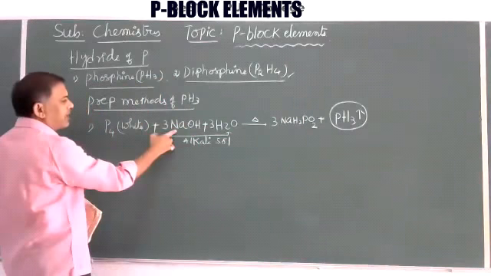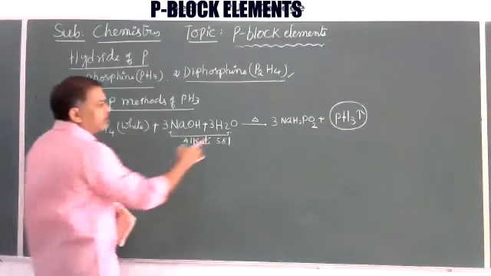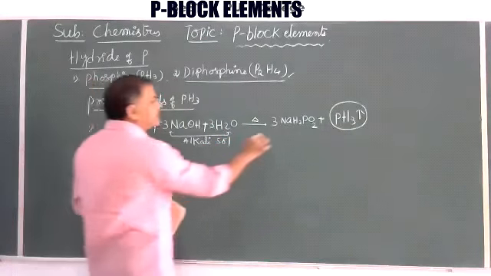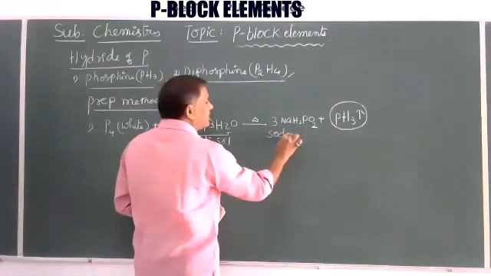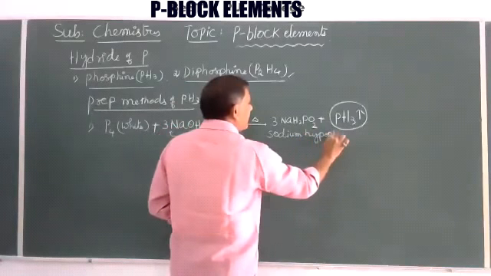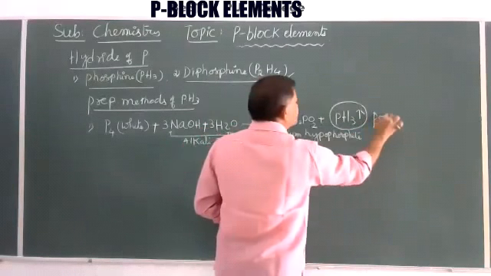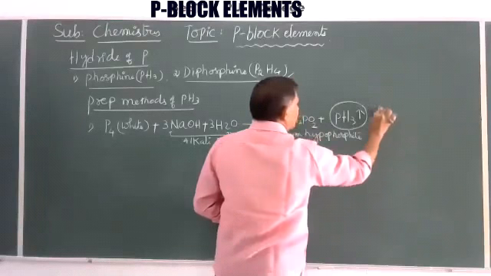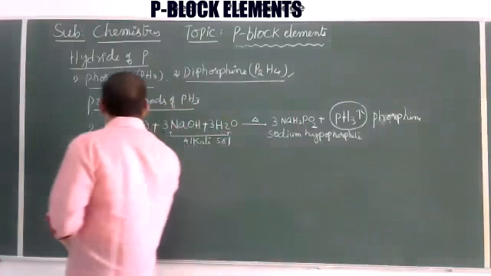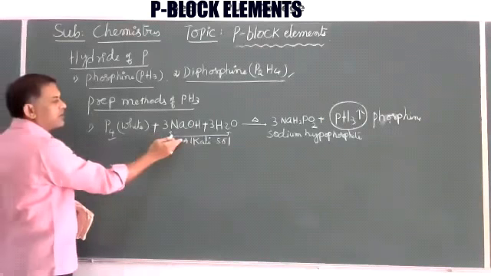The sodium, 3, is balanced. Hydrogen atoms are here 6 plus 3, 9. Here 3 times 2 is 6 plus 3, 9. Everything is balanced. Its name is sodium hypophosphite. This is the phosphine. So by using white phosphorus, which is more reactive compared to red phosphorus, with alkali solution we can prepare it.